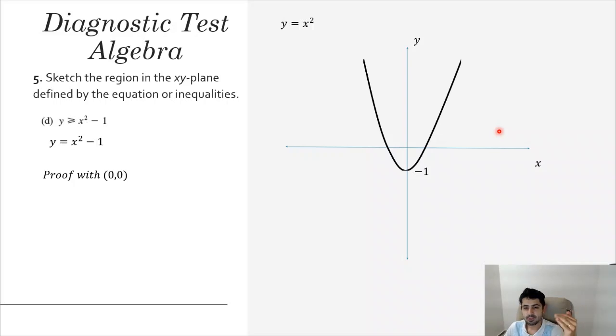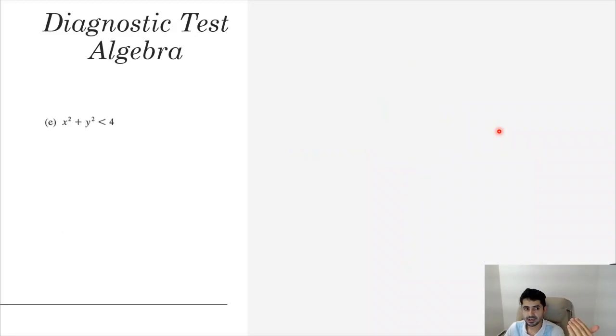So I'm going to move it below for the minus 1, and it should be exactly the same. Again, we're going to test with (0, 0). If I put (0, 0), I replace the values, and we have that 0 is larger than minus 1. And this is true. Therefore, all the values above this line belong to the region that fulfills this inequality.